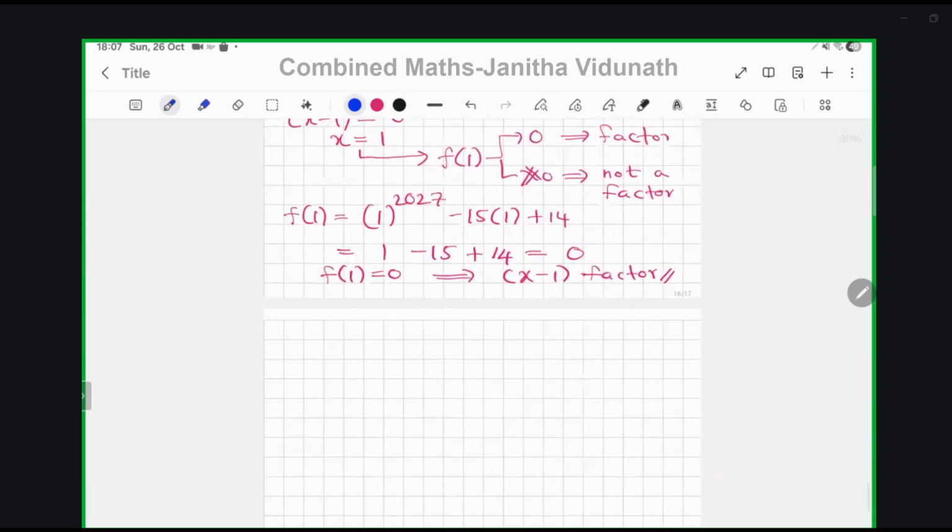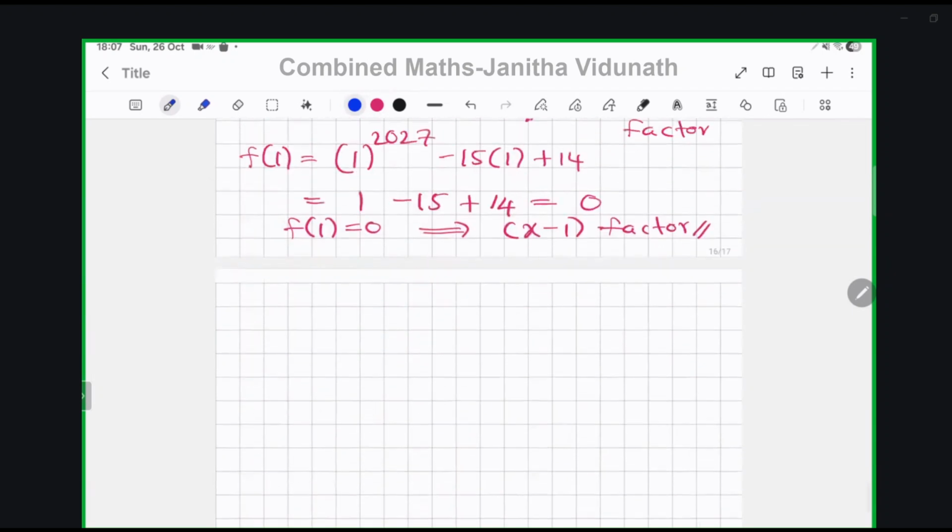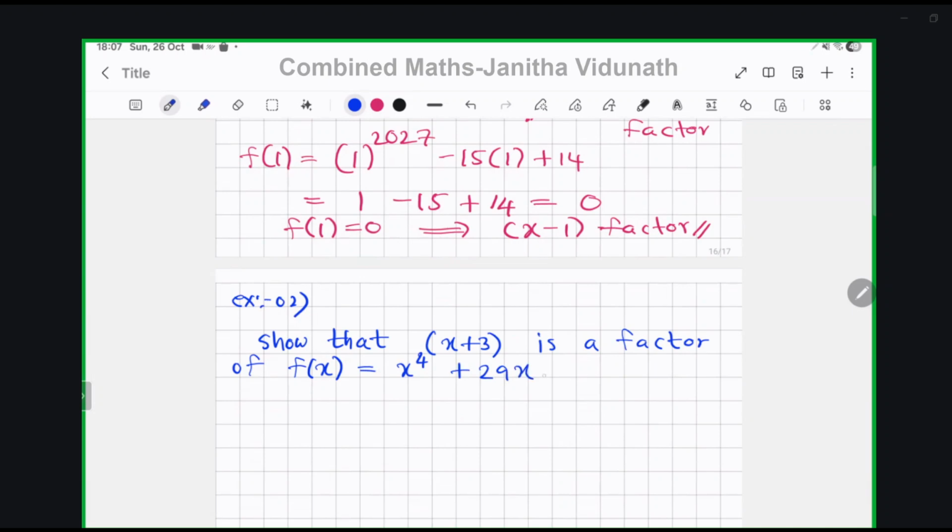Now, I will explain another example. Example 2. Show that x plus 3 is a factor of f(x) = x to the power 4 plus 29x plus 6.